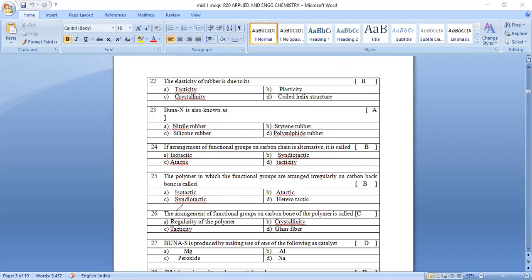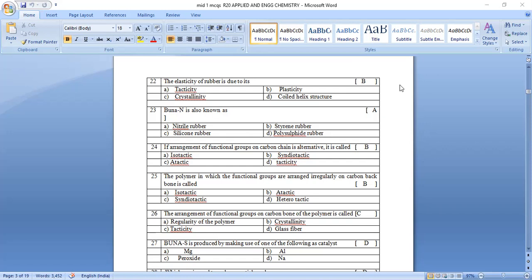Question number 26. The arrangement of the same functional groups on the same side is known as tacticity. I'm repeating: what is tacticity? It is the arrangement of the functional groups on the carbon chain in a three-dimensional, stereo manner. The stereochemical arrangement of any functional group on any carbon chain is known as tacticity.